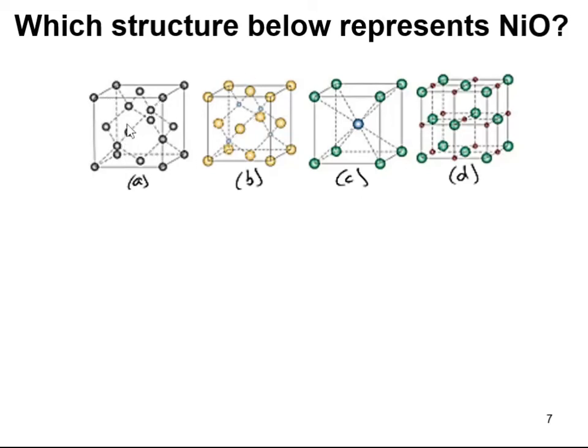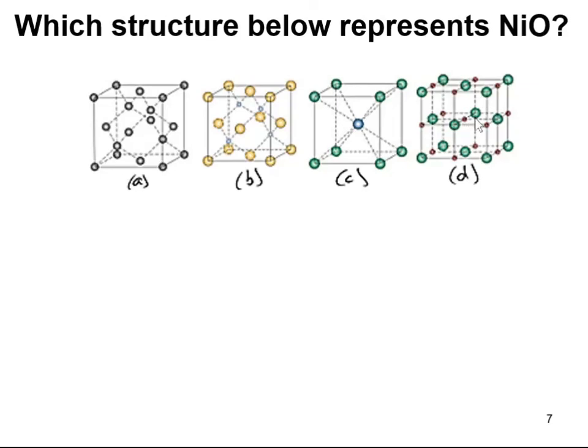This one's similar to A, still coordination 4, but now I've got 2 atom types. That's a 1-to-1 ratio. Coordination 8, 1-to-1 ratio. And here we've got a coordination of 6 in a 1-to-1 ratio. So B, C, or D can be my answer.